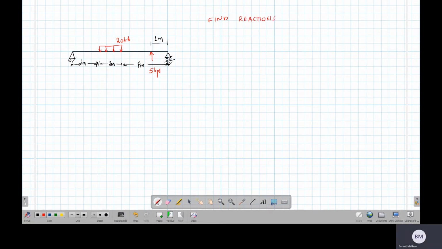Okay. Suppose there is a UDL. The total length of the UDL is 2 meter. The value of the UDL is 20. So this Q equal to 20. Here Q is given as 20, and L is given as 2 meters. This is for UDL.